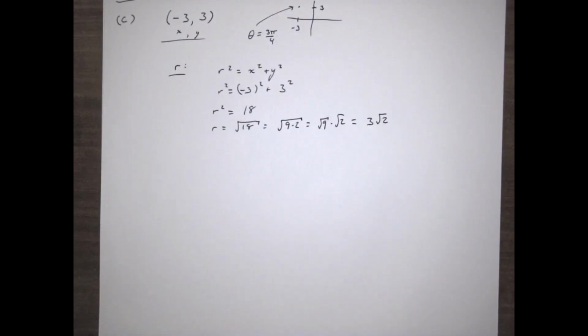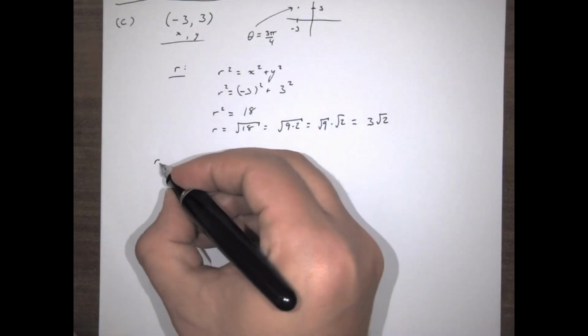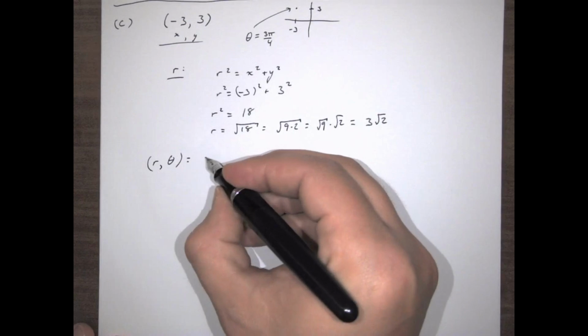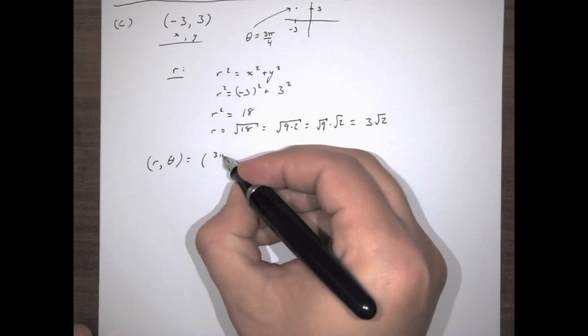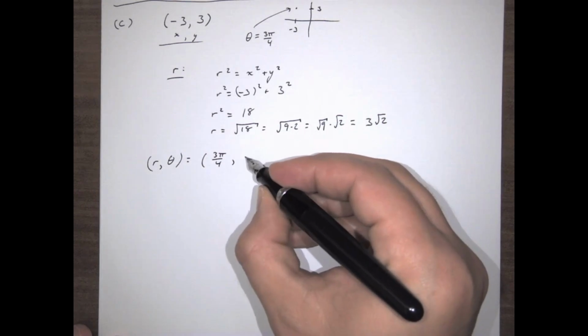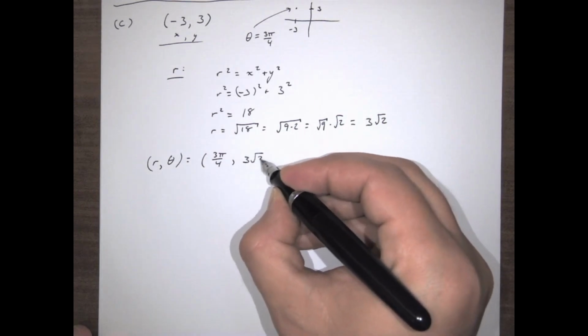So what does that give us then? It gives us r, theta of 3 pi over 4, comma, 3 root 2.